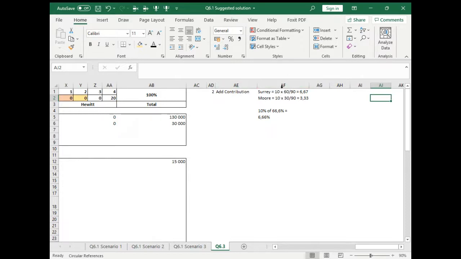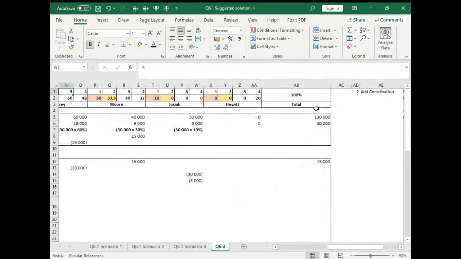And of the 10%, you take the 10%, multiply with the 60 he had over the remaining 90%, which will give you an additional 6.6%. And Moore had 30% of the remaining 90, and you multiply that with 10 to get to the 3.33. And then you add that to what they currently have. So Moore is currently at 30, so you add the 3.33 to give them 33. Whereas Surrey had 60 and now he's got 6.67, so you just add that to give them the new percentages.